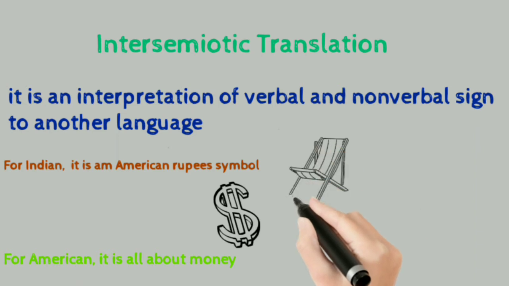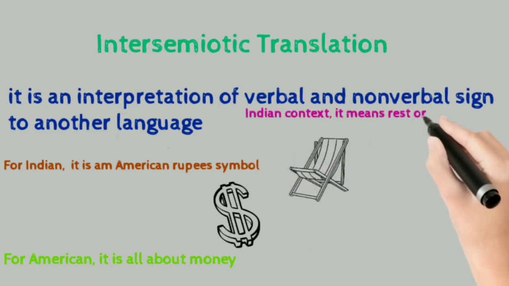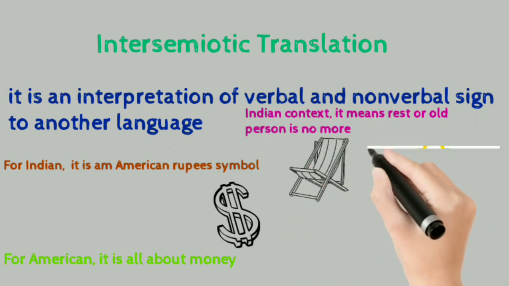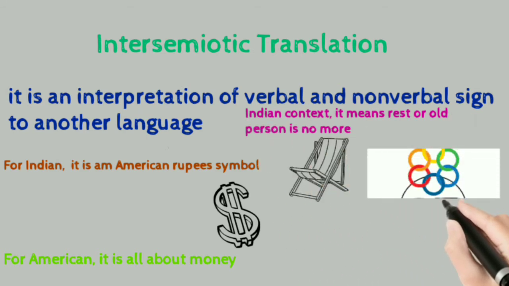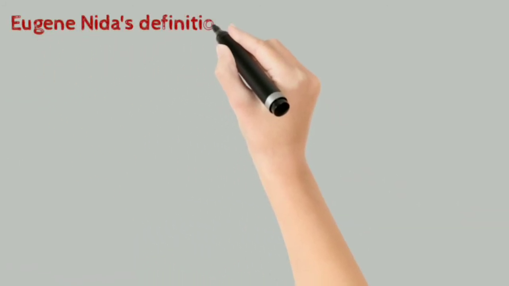And the second thing: if we simplify a resting chair, in the Indian context it means rest, or if we indicate that some old person is no more, we symbolize something. So we have to interpret these things in novels and drama also.